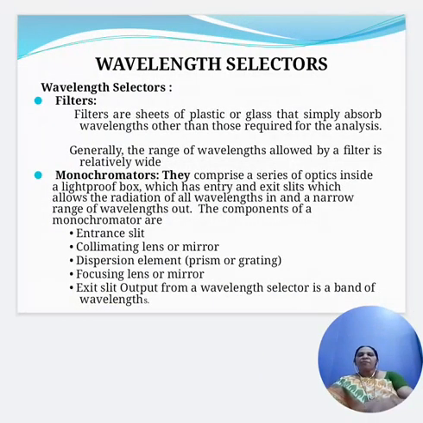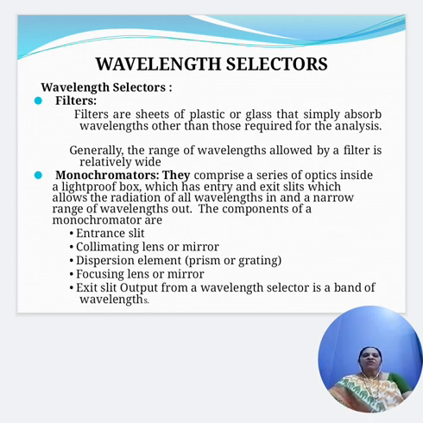The next component of your IR spectrometer instrumentation is, the first one is your light source, the second one is your wavelength selector. The wavelength selectors are of two types. They may be filters or monochromators.